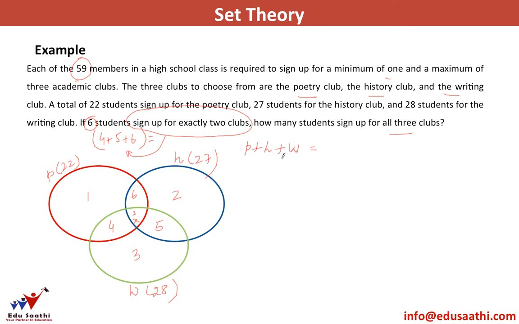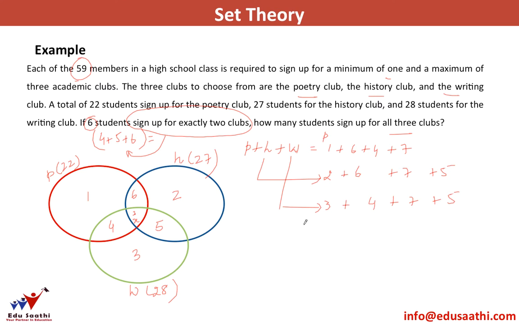So when I do P plus H plus W, what are the regions which define P? They are 1 plus 6 plus 4 plus 7. This is the region P. What are the regions that define the circle H here? They are 2 plus 6 plus 7 plus 5. And if I have to write W, what are the regions that define W? I have 3 plus 4 plus 7 plus 5.